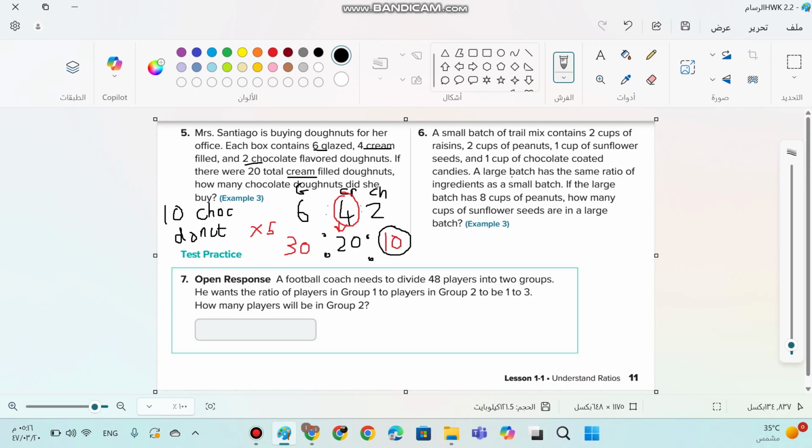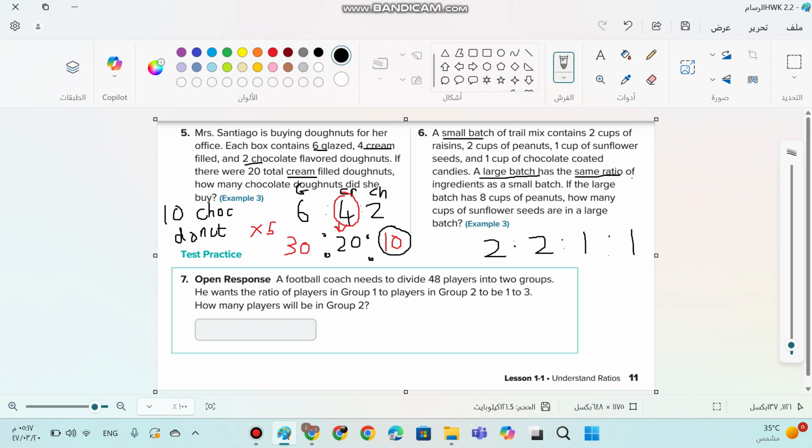2 cups of raisins. Okay, it's a mix. 2 cups of raisins, 2 cups of peanuts, 1 cup of sunflower seeds, and 1 cup of chocolate. Put the dots in between there. These are all part-to-part ratios. This is for a small batch. I want a large batch with the same ratio.